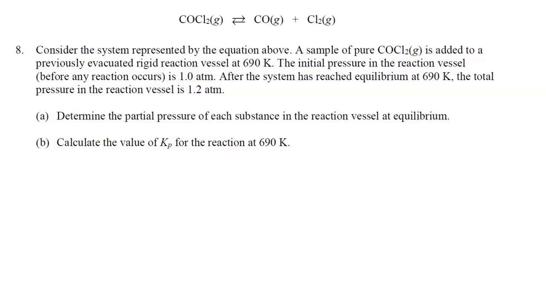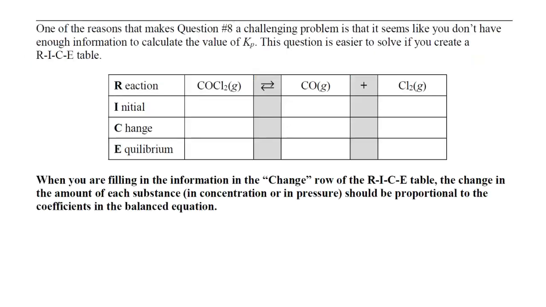Now, at first glance, it might seem like question 8 is too challenging or difficult to solve. You might be thinking, how am I supposed to determine the partial pressure of each substance in the reaction vessel at equilibrium? And how am I supposed to calculate the value of the equilibrium constant Kp for this reaction at 690 Kelvin? Well, one of the reasons that makes question 8 a challenging problem is it seems like you don't have enough information to do the various calculations for partial pressure or the equilibrium constant Kp.